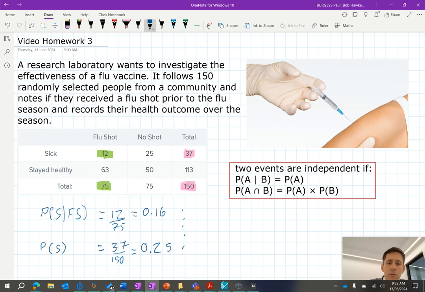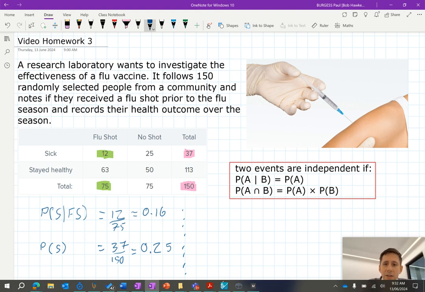The other way that you could do this, we could use the other formula: the probability of A intersection B equals probability of A times probability of B. If that is true, then the events are independent. And remember, if getting the flu shot is independent from getting sick, that means the flu shot doesn't do anything. It means there's no effect of getting the flu shot on whether you get the flu or not. So let's test it out that way.